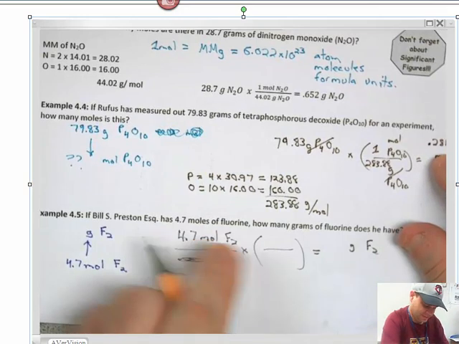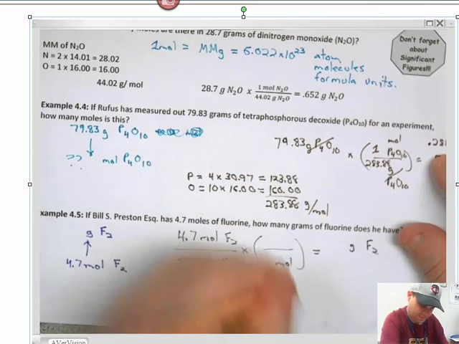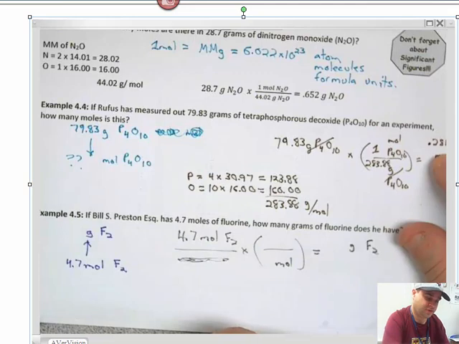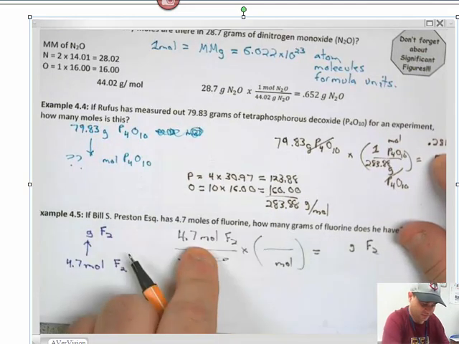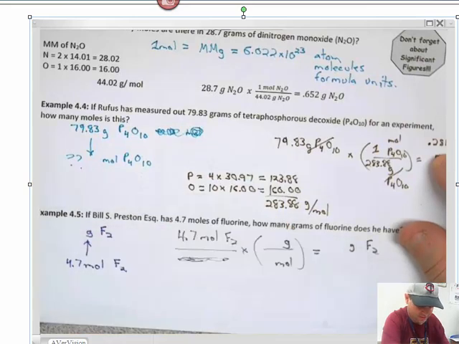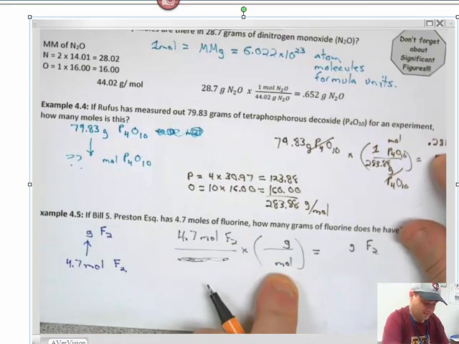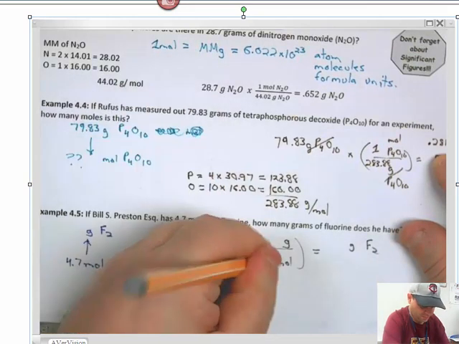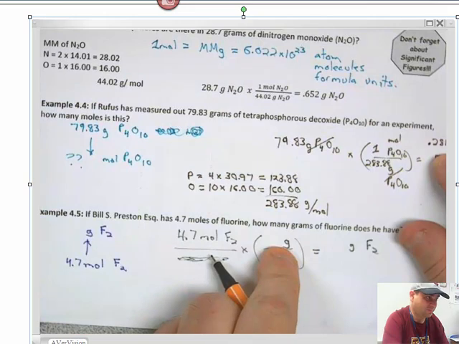Moles on the top, moles on the bottom. Also in these problems, you always go to moles first. When you don't know what you're doing, go to moles. This one's already at moles, so we're there. Grams goes there. Okay, so moles. What number are we going to put by moles? 1 mole. What number are we going to put by grams?